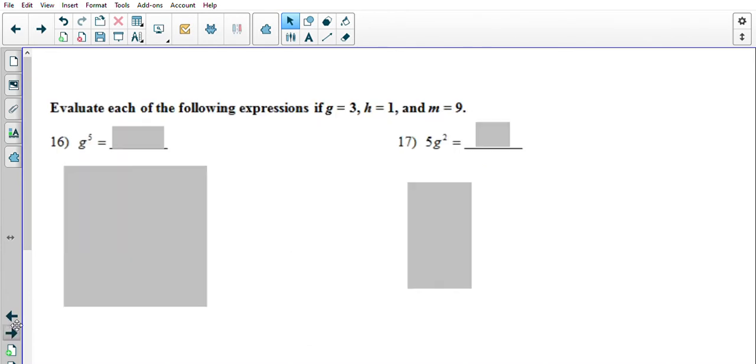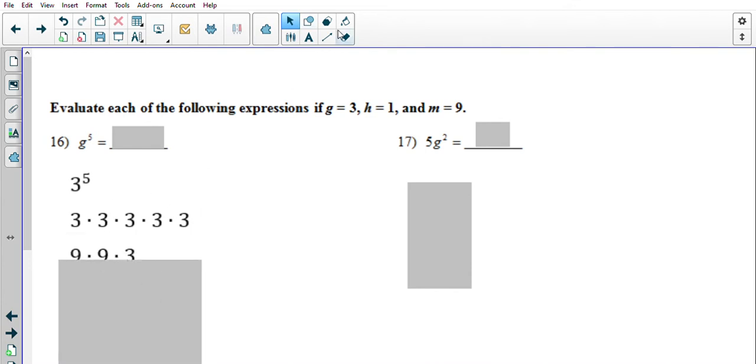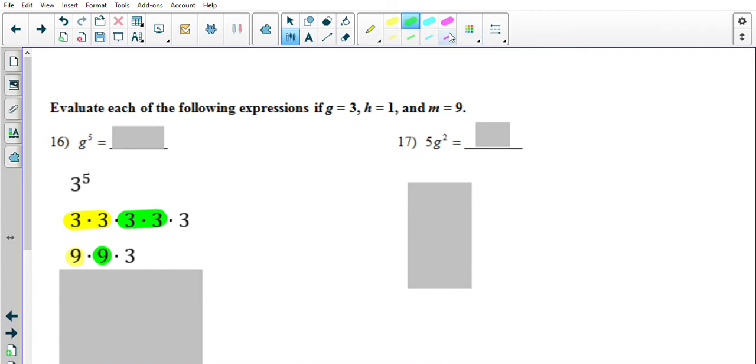All right, we also want to evaluate some expressions using variables or algebraic expressions. So in number 16, I have g to the 5th power, and it tells me in the directions that g equals 3. So this is equivalent to 3 to the 5th power. That is 3 times 3 times 3 times 3 times 3. What I did was I grouped some of my 3 times 3's together. So 3 times 3 here, which gave us 9. And then we have 3 times 3 here, which also gave us 9. And then this lonely 3 back here.